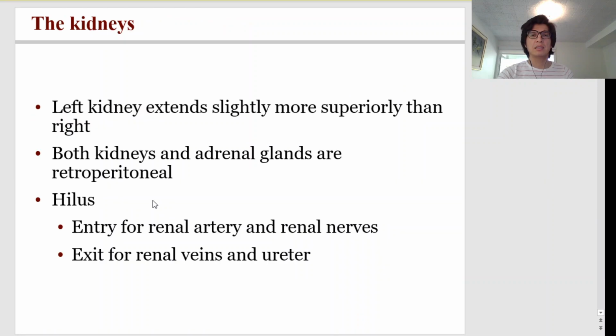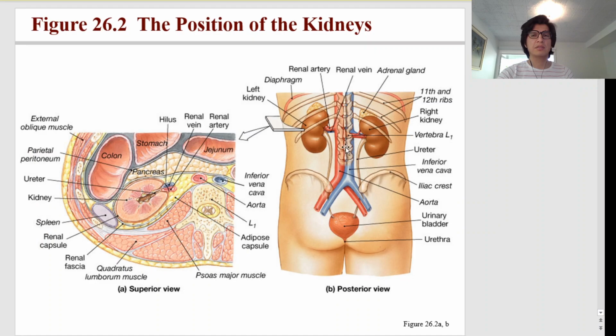The kidneys, in terms of anatomy, are retroperitoneal. They are behind, or posterior to, the peritoneal cavity, which houses our digestive components.